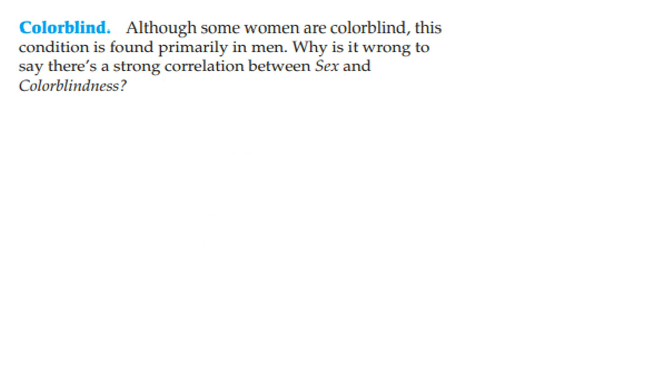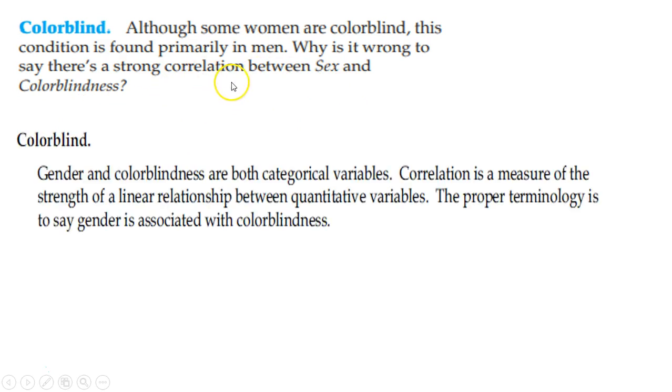But anyway, colorblindness. Although some women are colorblind, this condition is found primarily in men. Why is it wrong to say that there's a strong correlation between sex and colorblindness? Well, first of all, correlation is a strong word. It says gender and colorblindness, they're both categories, right? So correlation is a measure of the strength of a linear relationship of quantitative variables, so that's why that's not really possible. And the proper terminology anyway would be an association, or it's associated with it would be the proper way. All right, so you can't use that word, especially if it's not even quantitative.